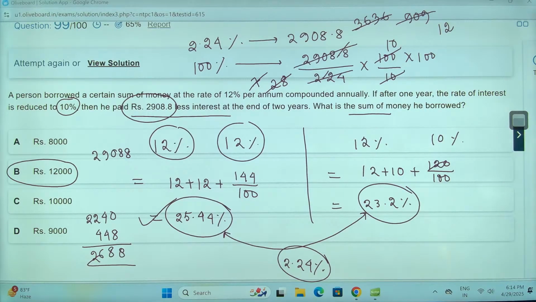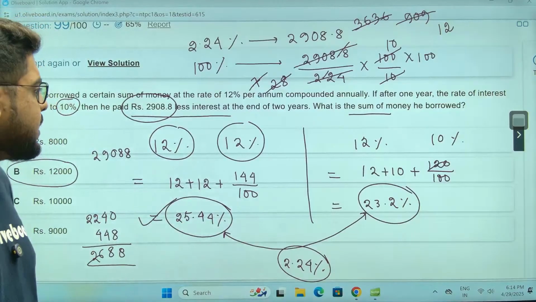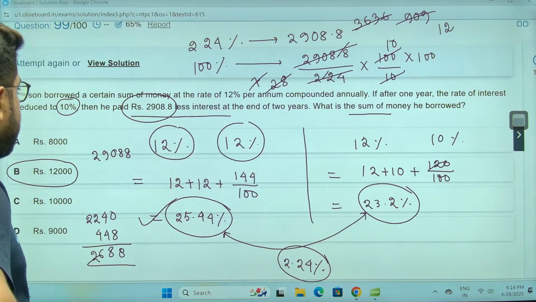12 and 12, 24. And 144 by 100, 1.44. 25.44. And 12 and 10, 22% and 1.2%, 23.2. 2.24%. Reena is saying, anyone, can you guys see any mistake whatsoever?